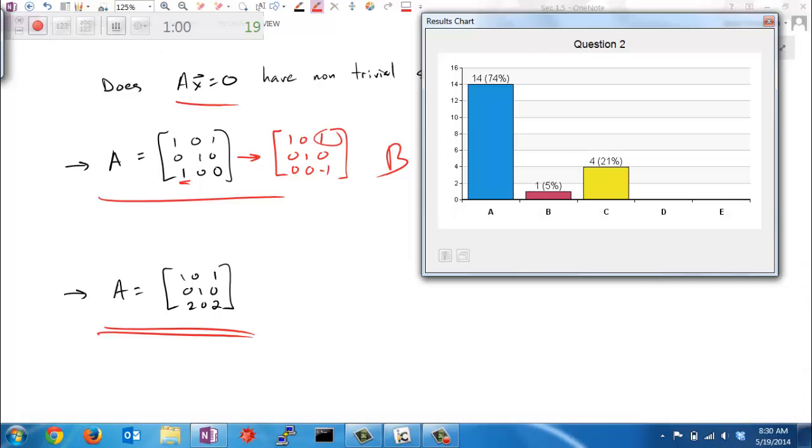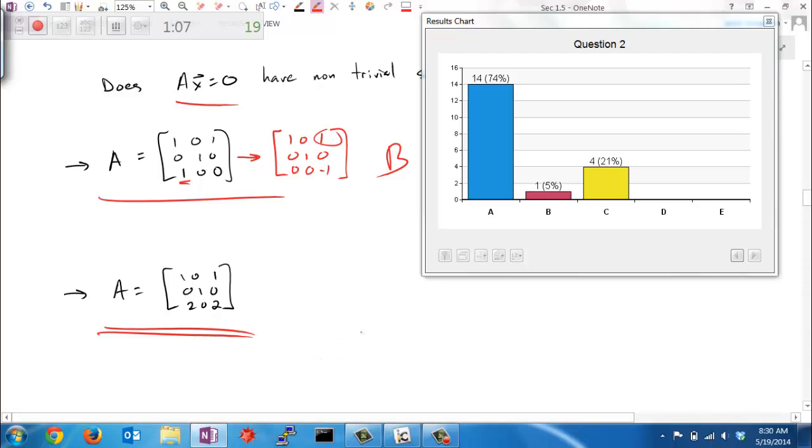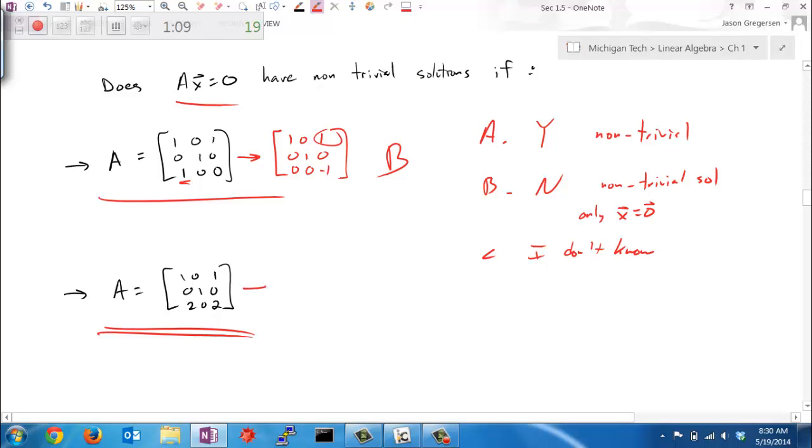Let's take a look. Pretty happy. 14, 1, and 4. Okay, so the majority of people are saying that yes, it does have non-trivial solutions. Once again, the idea of how we test is to say there are going to be non-trivial solutions if there are free variables. So what I need to do is row reduce this to see if there are any free variables. So I'll do my row reduction.